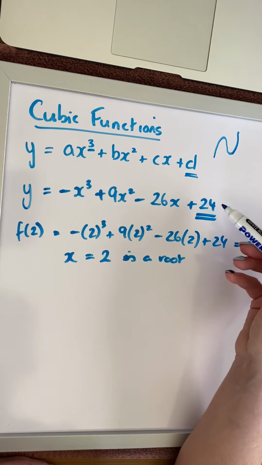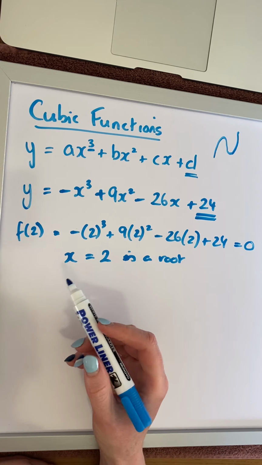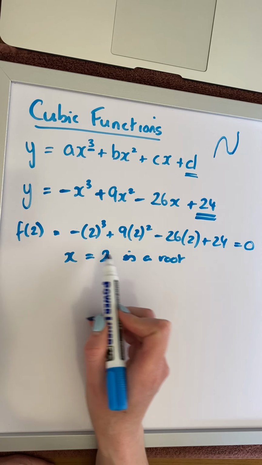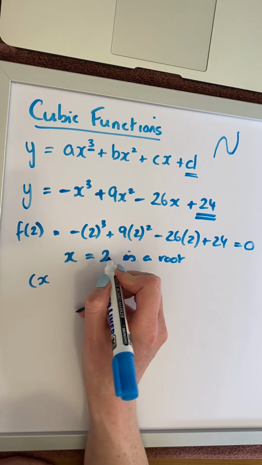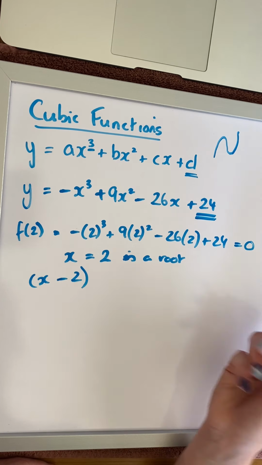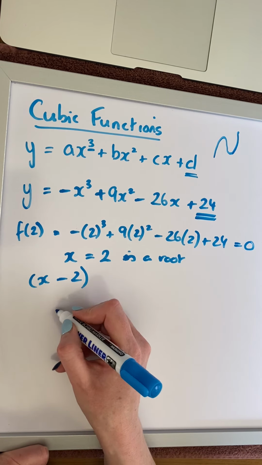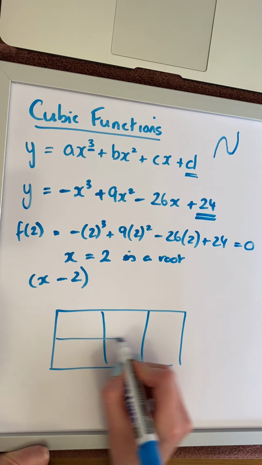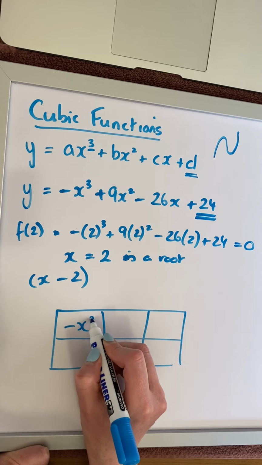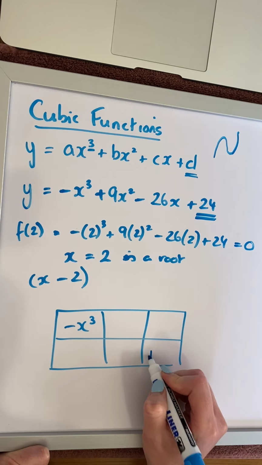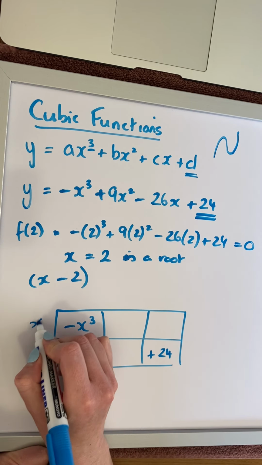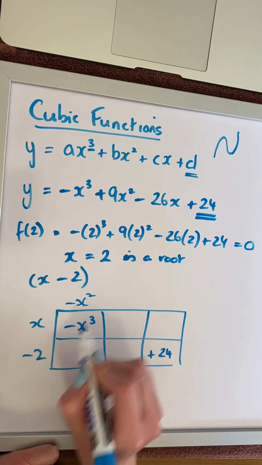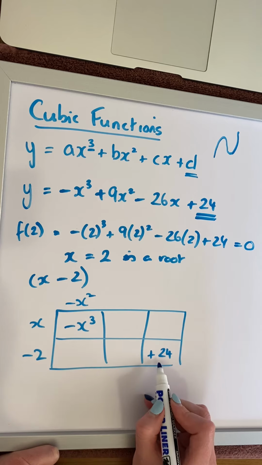To find the remaining roots of the cubic function, what we need to do is find the quadratic factor that gives us our remaining roots. In order to do that, we need to change our root here into a factor. So we bring the 2 across the equal sign to give us x minus 2, and we divide this into our cubic function. Now you can either use your standard long division or you can use the array method as I'm doing here. We put the minus x cubed into the first box. We put the plus 24 into the final box, and we put our linear factor, x minus 2, out here to the side. Dividing in then, we get minus x squared above the first box.